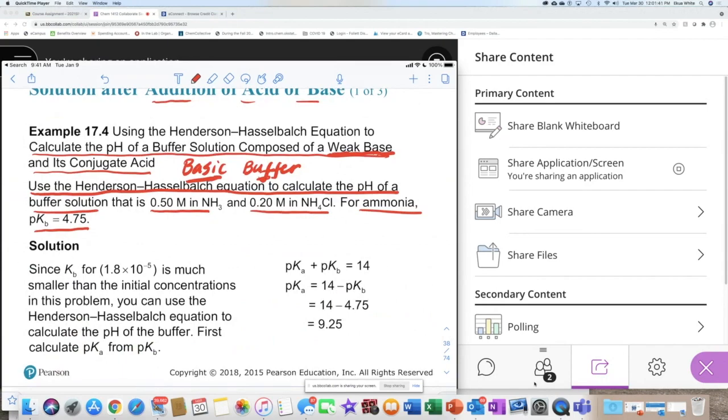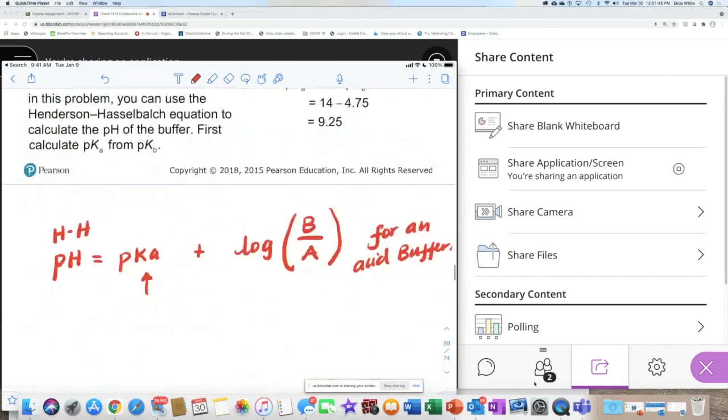So the question I would like to ask my teacher right now, which they used to give me that look for, is can we just use this equation right here? And the answer they will tell me is yes. Even though this was written for an acid buffer, it can be used for a basic buffer, but you have to make some modifications. Okay?